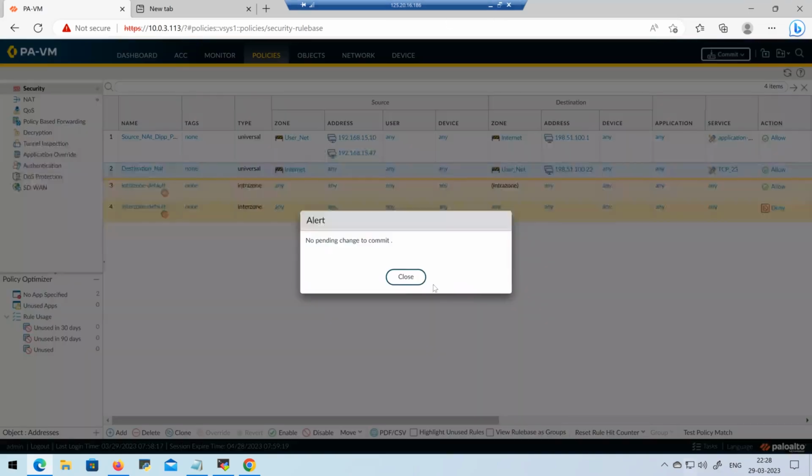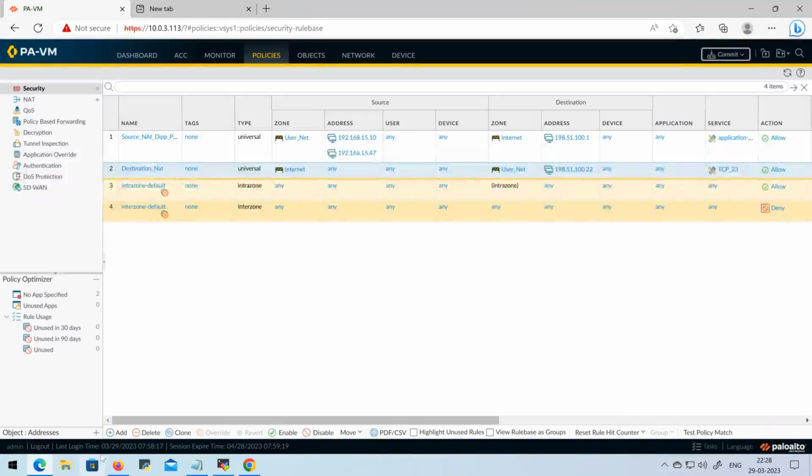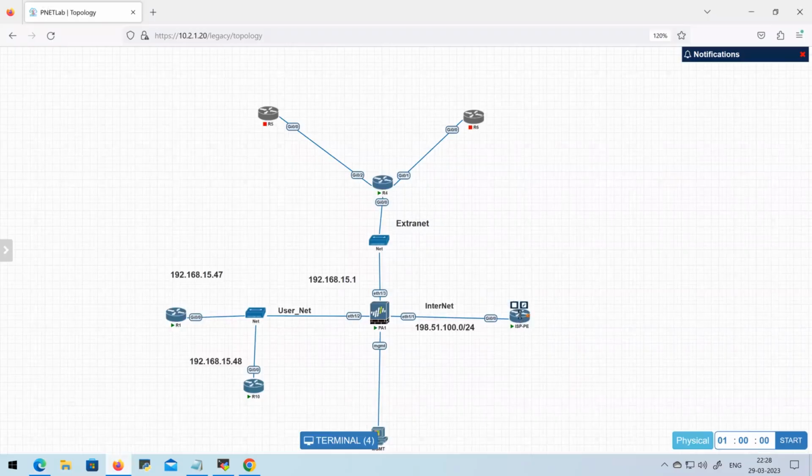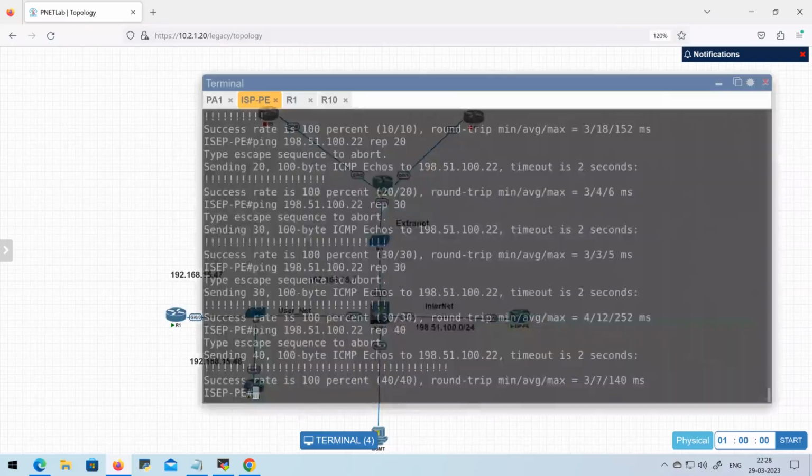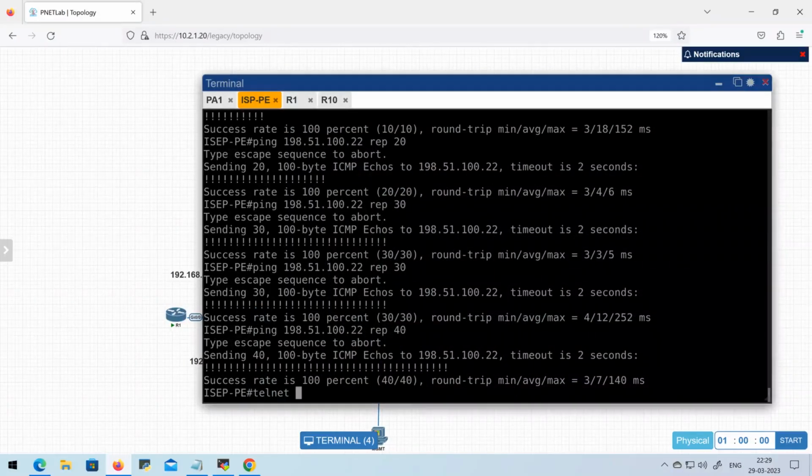Committed? Yes. Time to test. How are we going to test it? Telnet to 198.51.100.22, port 2323? Yes.